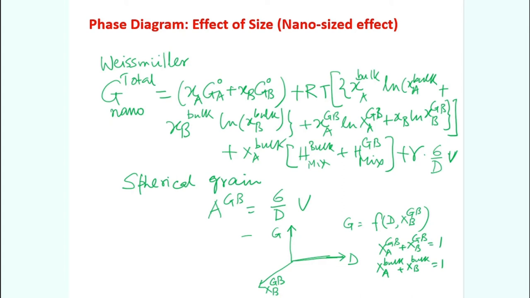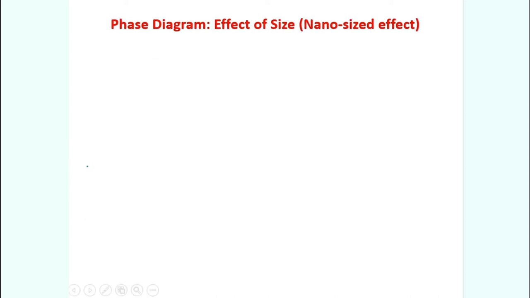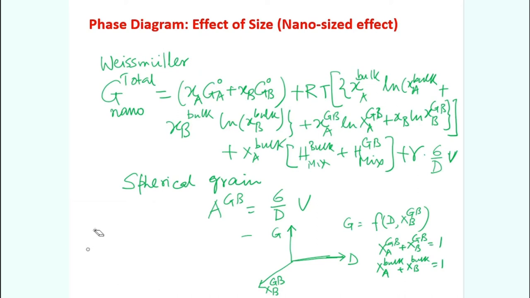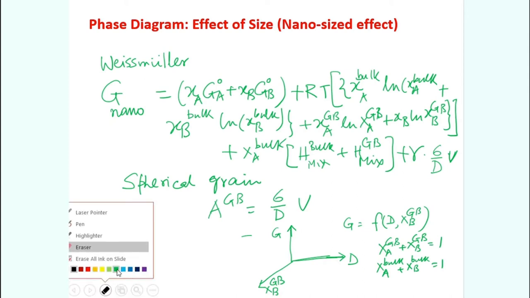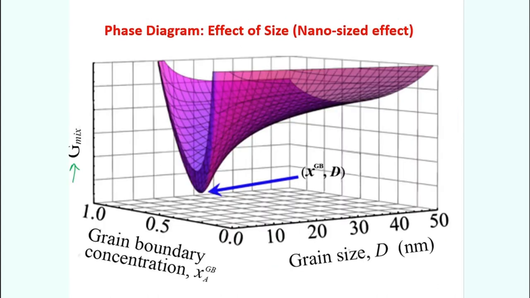So I can use this expression of Weissmuller and plot G as a function of D and X_B grain boundaries. B is the solute, okay. And that is exactly what was done by Weissmuller. You can see here, this is G mix. By the way, I should write this as G mix, not G total, otherwise you will get confused. Basically this is G total only, but you are writing it in terms of mix. So, G mix as a function of grain boundary concentration, X_A grain boundary or X_B grain boundary, doesn't matter, because both are related to each other.